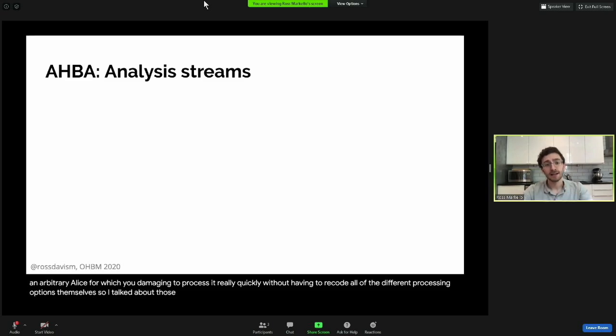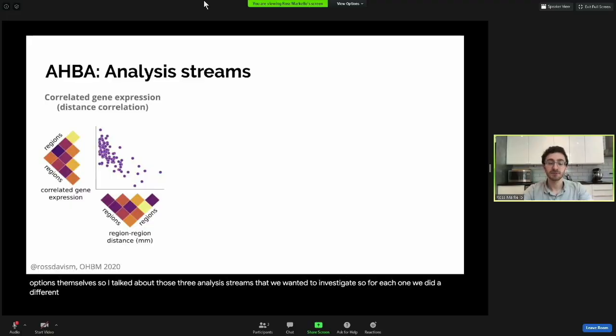So I talked about those 3 analysis streams that we wanted to investigate. So for each one, we did a different analysis. So for the correlated gene expression, this is where we take different brain regions and we correlate the expression across genes to get a region by region matrix.